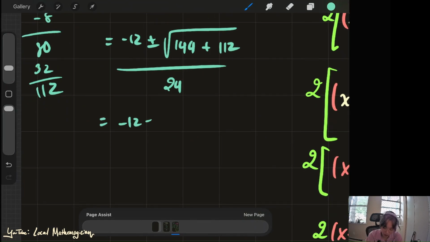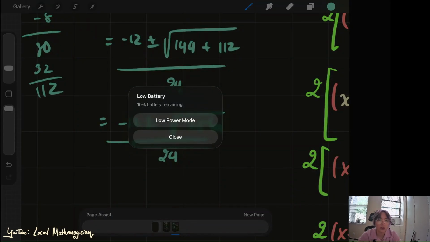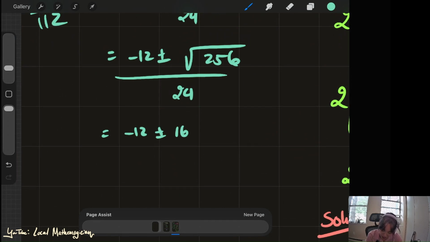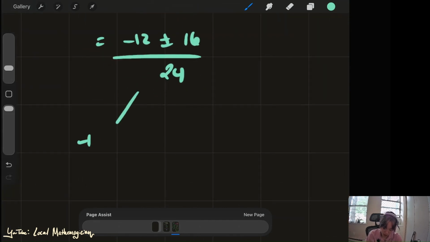Please don't simplify yet. Negative 12 plus or minus the square root of 144 plus 112, which is 256, all over 24. The square root of 256 is 16, I was right. Negative 12 plus or minus 16 all over 24, which means you have two solutions: negative 12 plus 16 over 24, or negative 12 minus 16 over 24.